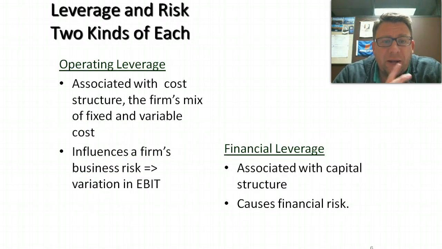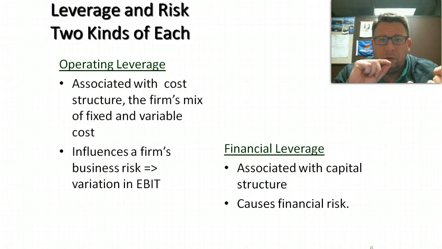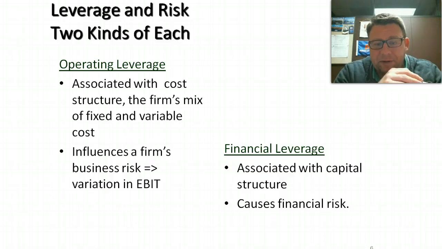Okay, so we have two kinds of leverages and therefore two types of risks that we're going to look at. Operating leverage, which actually we're going to do after financial leverage, but operating leverage relates to the firm's cost structure. Cost structure meaning what kind of variable costs do we have? What kind of fixed costs? What kind of mixed costs? And of course, it's this operating leverage that impacts EBIT.